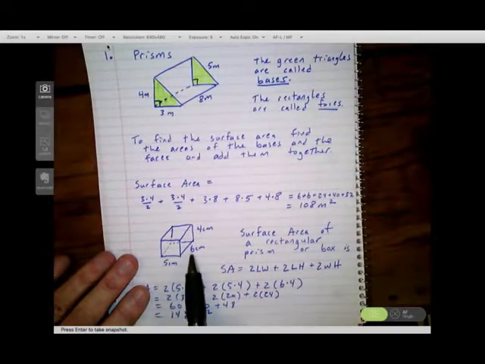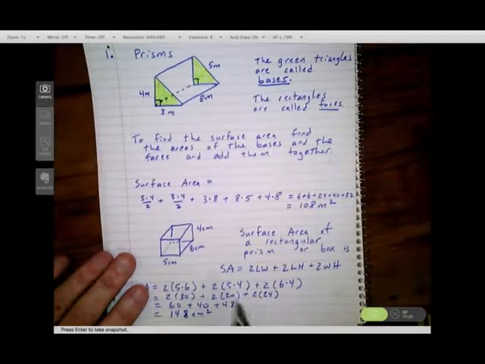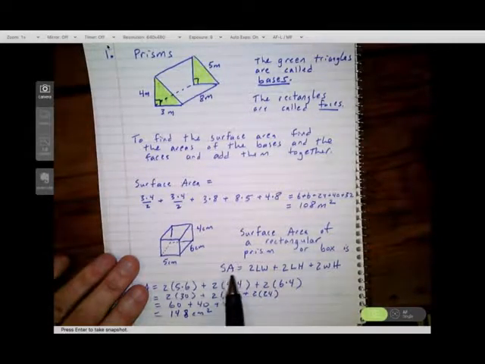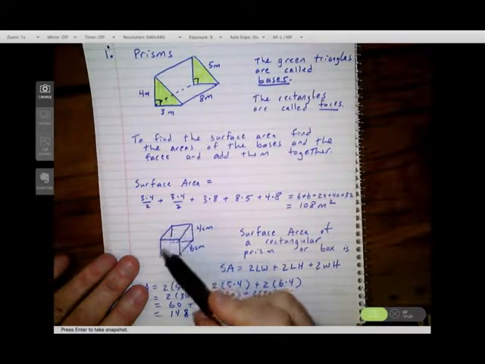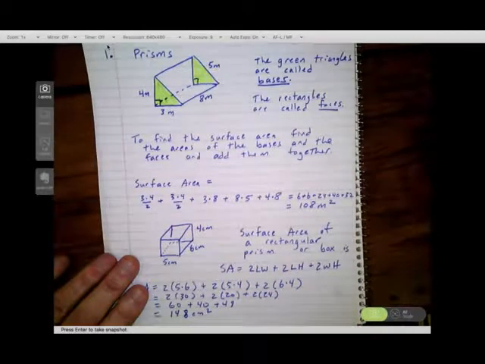Sometimes I don't, I just think about it like I did there and find the area of all the rectangles and add them up. But here's the formula. So SA on my notes here is going to be surface area. So again, the surface area of this box would be how much cardboard it would take to build this box. Okay, so you could think of the formula.